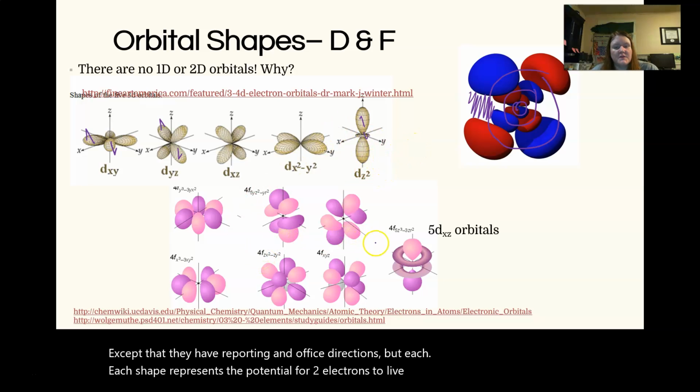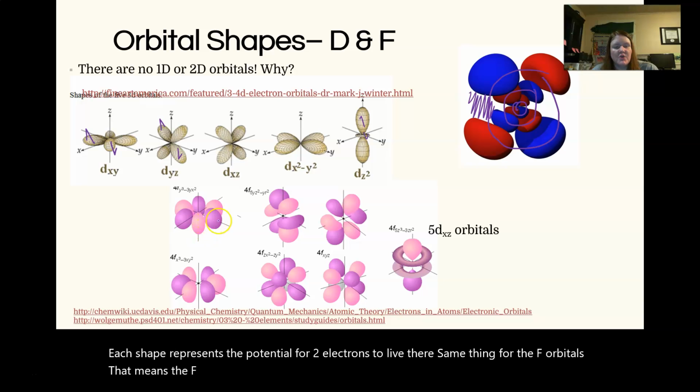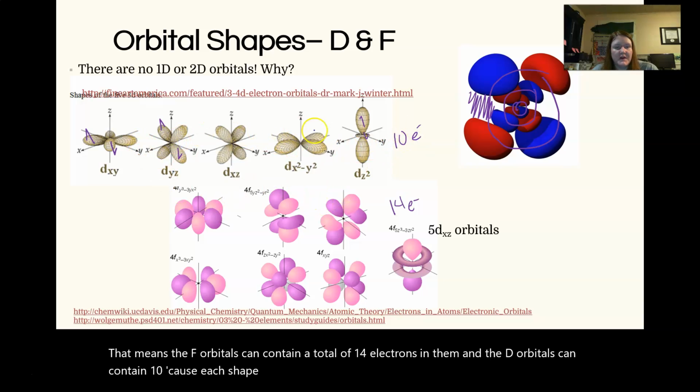Same thing for the F orbitals. That means the F orbitals can contain a total of 14 electrons in them, and the D orbitals can contain 10, because each shape can have 2. So 5 times 2 is 10. 2 times 7 is 14.